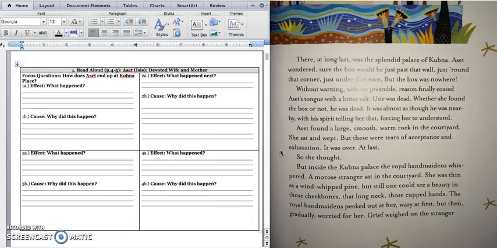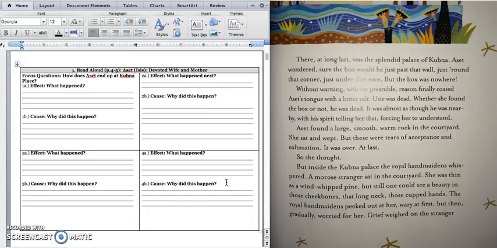Okay, we'll stop right there. We know that our effect is that Aset arrived at Kubna. All right? And we would underline this first sentence that said, "There at long last was the splendid palace of Kubna." And the last sentence that says, "But the box was nowhere." Underline those two sentences and write both of them in box 4A. There at long last was the splendid palace of Kubna, but the box was nowhere. Press pause to write down your answer and play when you're ready for the cause.